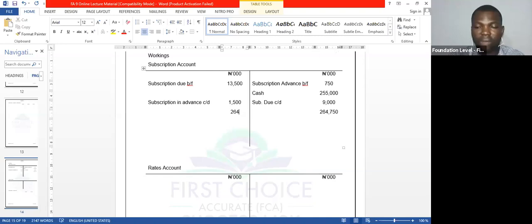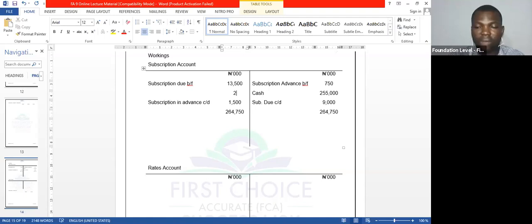But we have 13,500 plus 1,500 together, it will give us 15,000. Now that is for the debit side, but you now need to minus it. You now do 264,750 minus 15,000. That gives us 249,750. So you come back here and put 249,750.